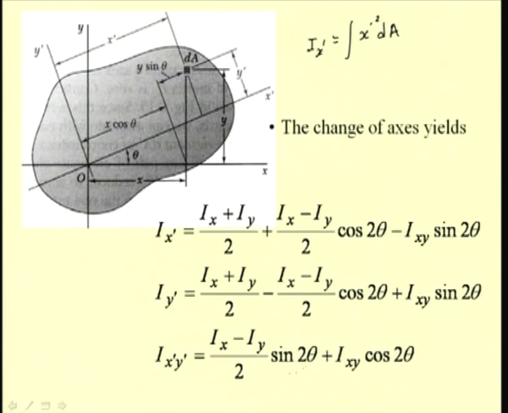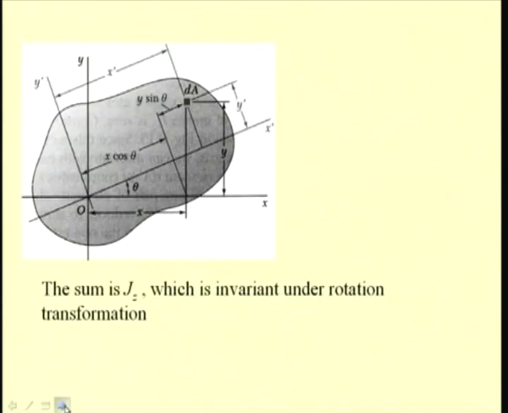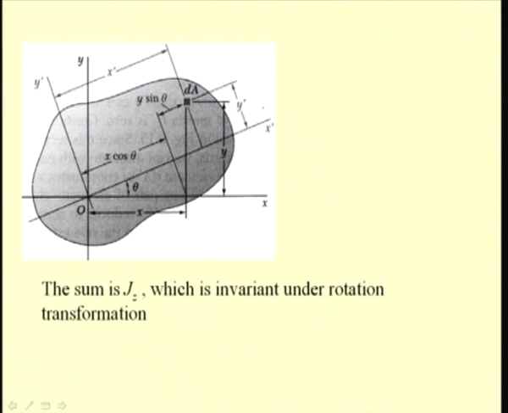So, these equations are nothing but the equations of a circle that we will see a little later. We know that the product of inertia of the z axis, that is the polar axis, is invariant when we rotate the object or the axis, that is the sum of the second moments, that is I x plus I y is equal to I x prime plus I y prime, which is equal to the polar moment of inertia or the moment of inertia with respect to the z axis.